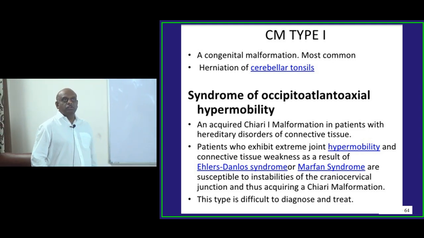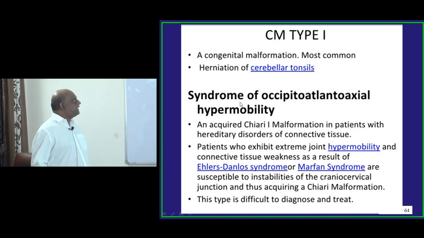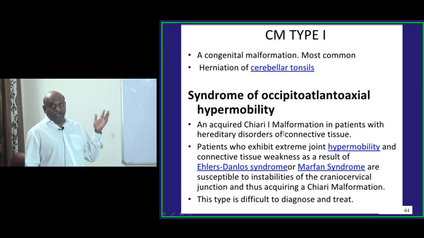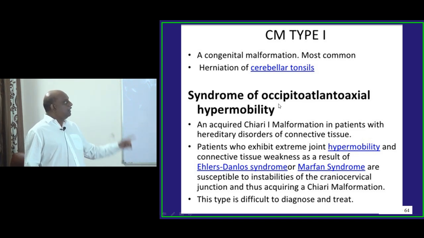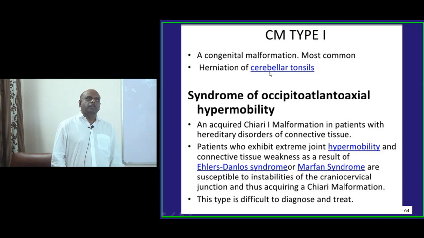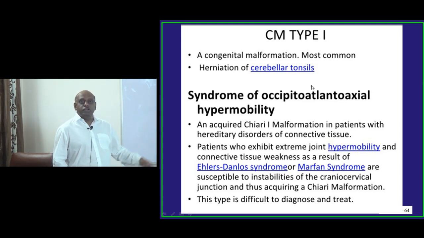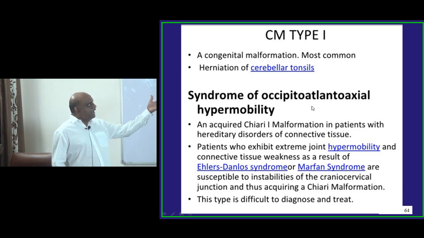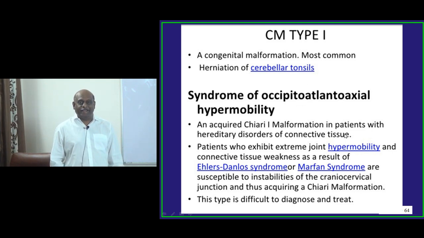So, Ernold-Chiari malformation type 1 is given the name occipito atlanto axial hypermobility syndrome. Occipito atlanto axial hypermobility. You can get a lot of good names to scold people with, at least in the days of entrance preparation. Why, is your occipito atlanto axial hypermobility acting up?